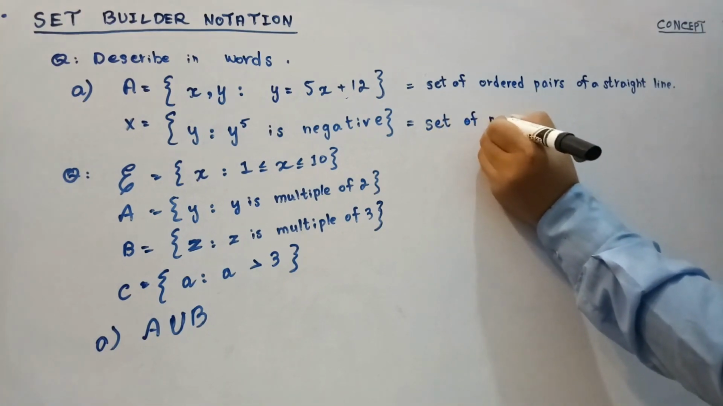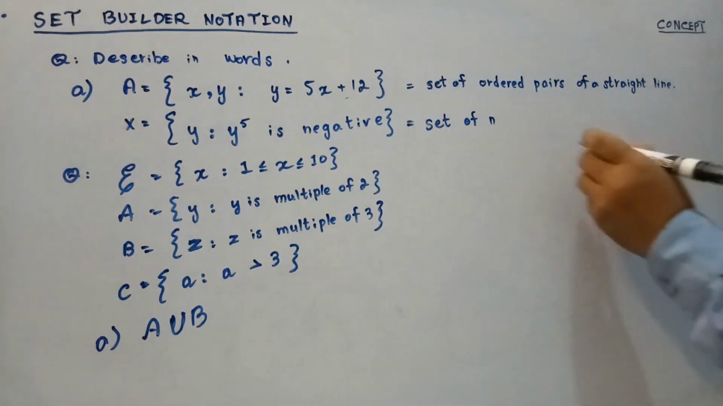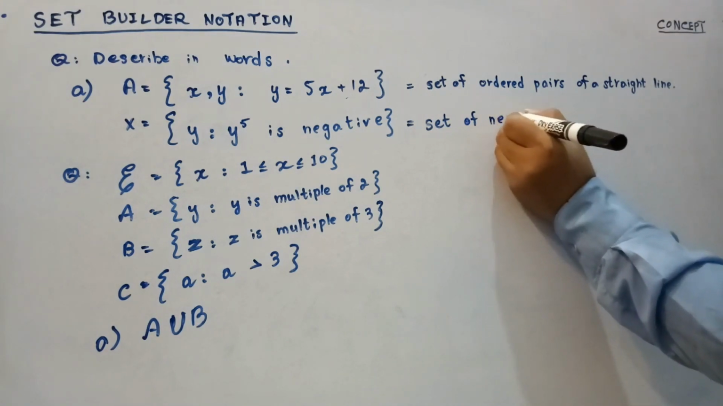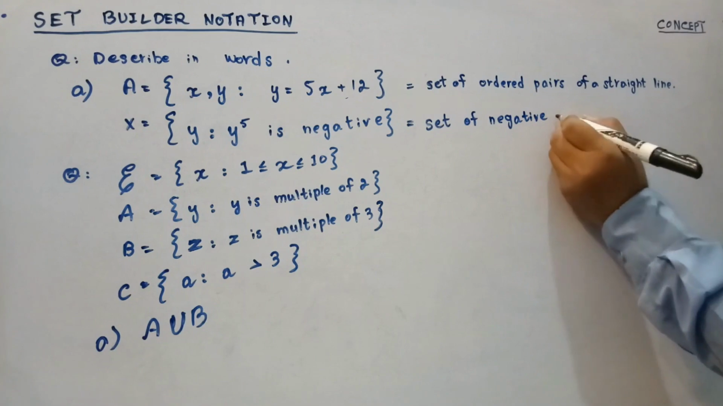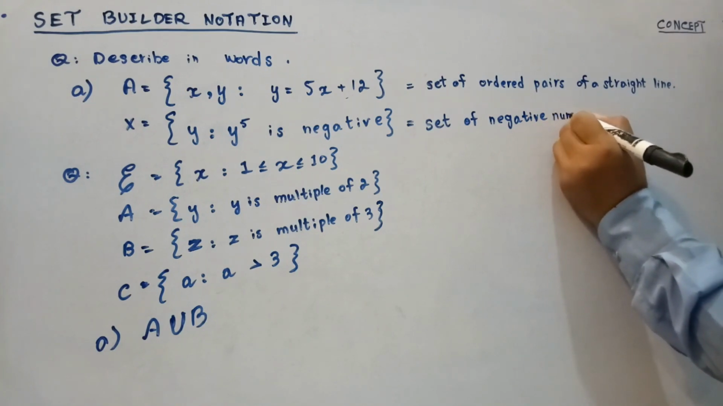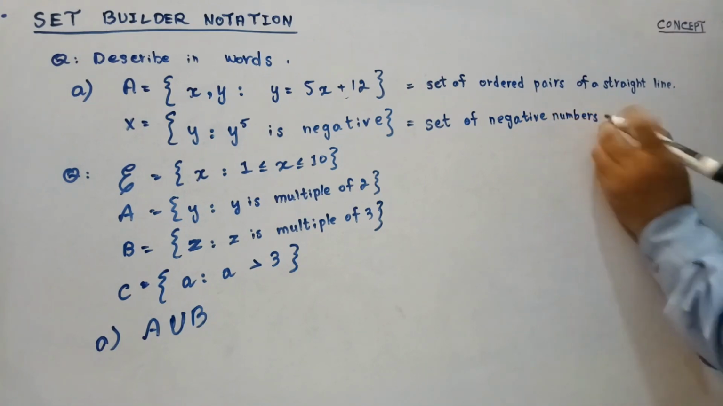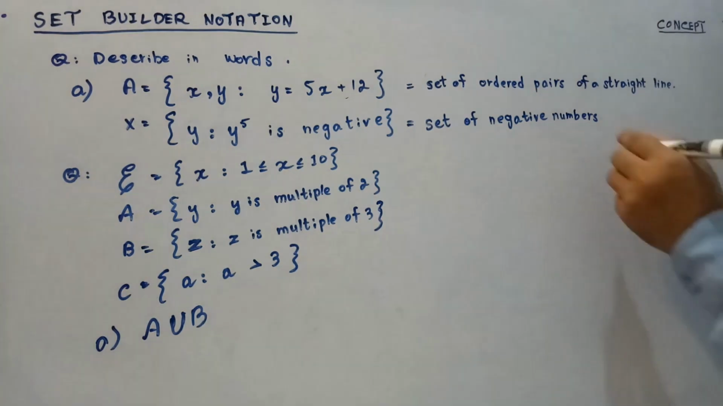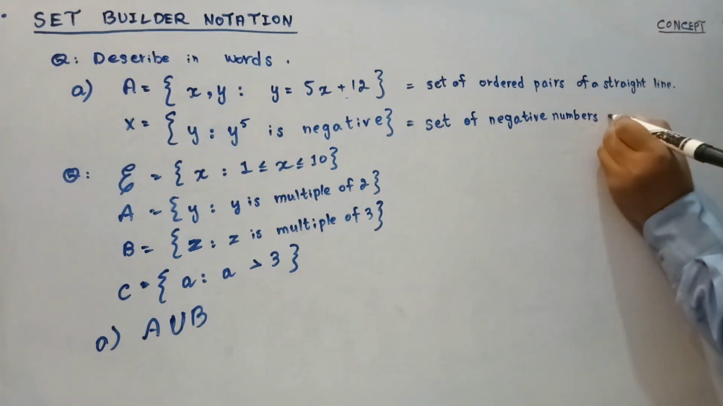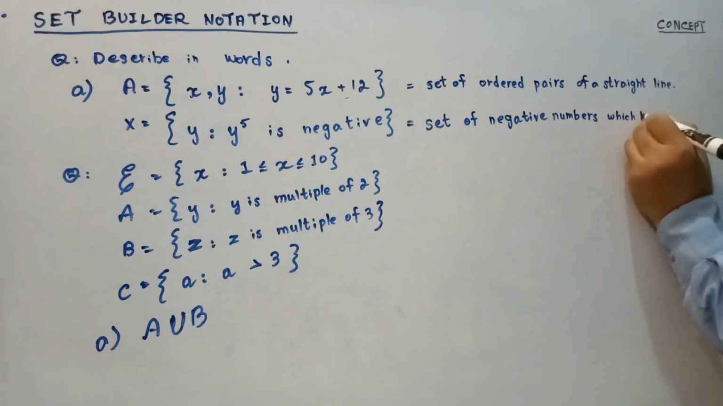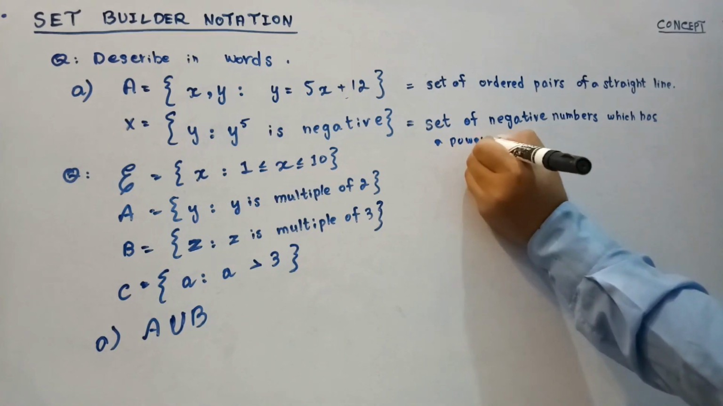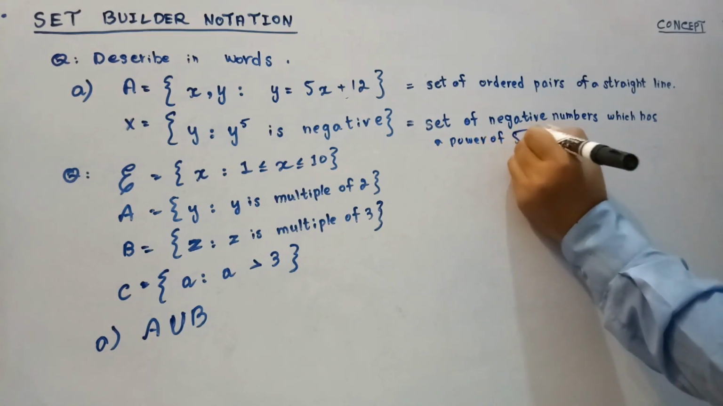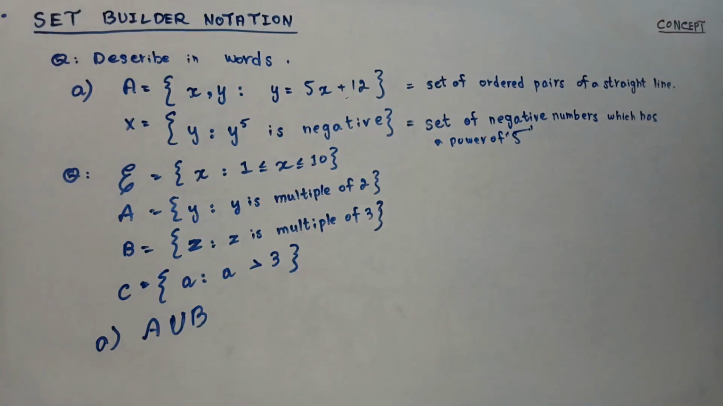set of negative numbers, actually a set of negative numbers which has a power of 5, okay.